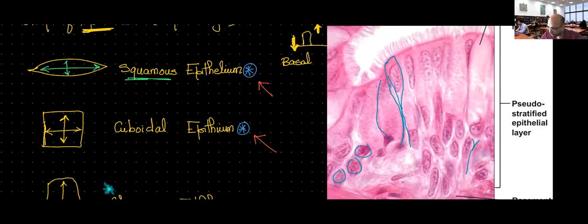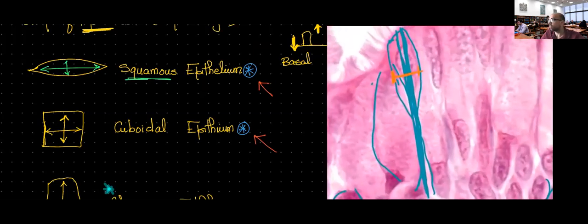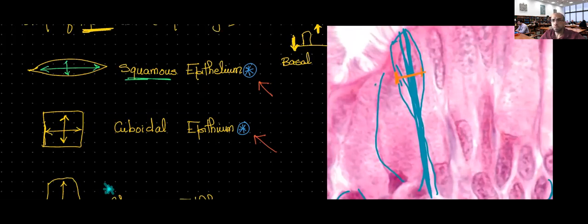Does this apply to this cell? This is the height of the cell. This is the width of the cell. What do you think? Is this a flat cell? Is this a squamous cell? It's a columnar cell, you see? The height is much greater than the width of the cell, so it's a columnar cell.